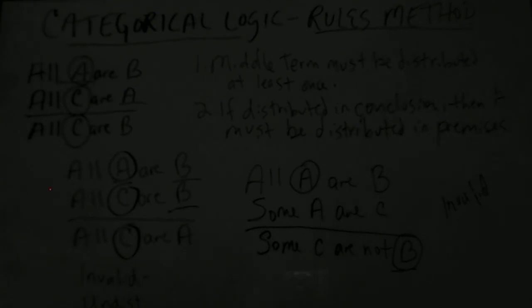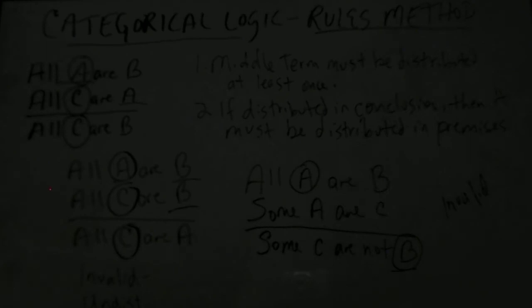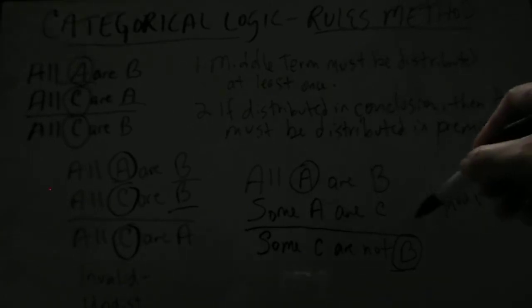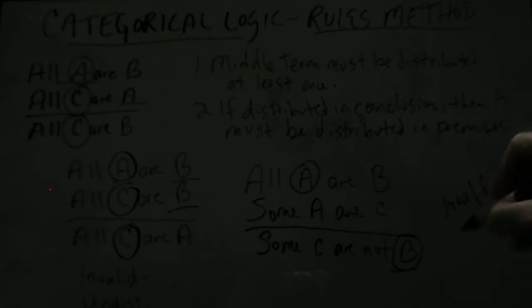Now there are two fallacy names associated with this. One is illicit major, the other is illicit minor, and it just depends upon where the problem is in terms of your premises. So this one, the issue where the B is not circled, is in the major premise, so this commits the fallacy of illicit minor.